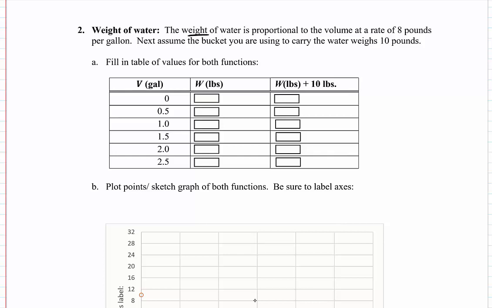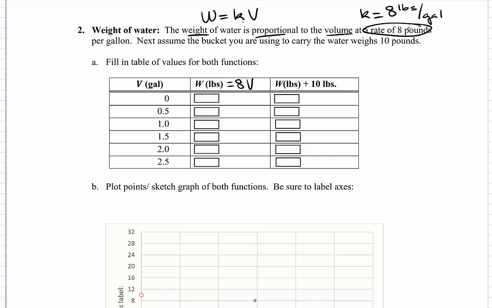They say the weight of water is proportional to the volume. So that means W equals KV. And they said the rate is 8 pounds per gallon. So K equals 8 pounds per gallon. So if you put those two things together, you get this equation, 8V.